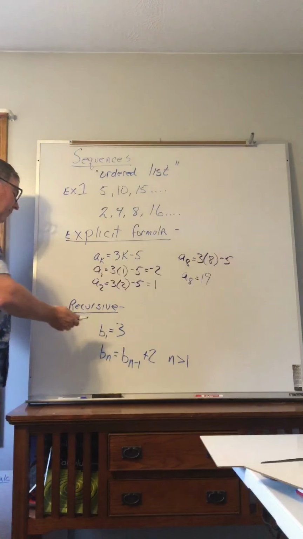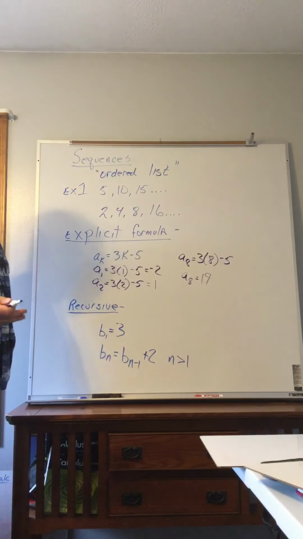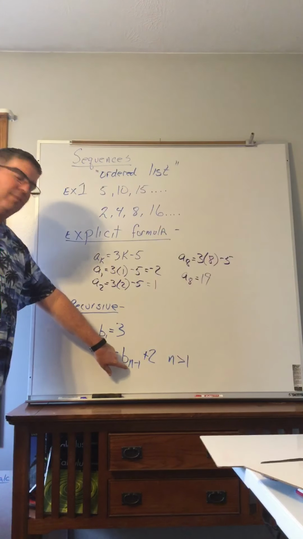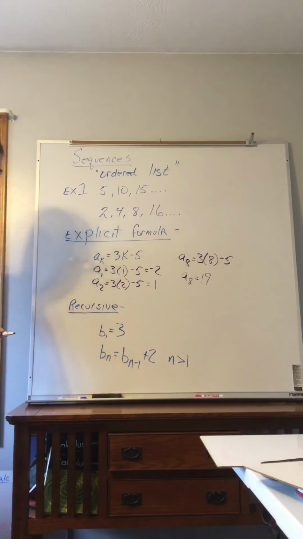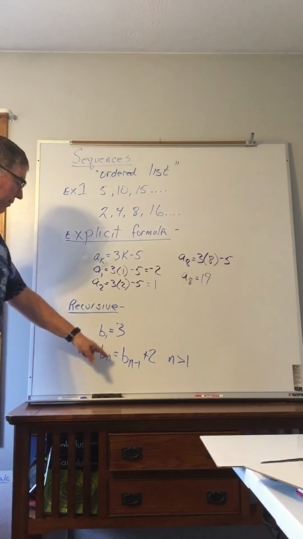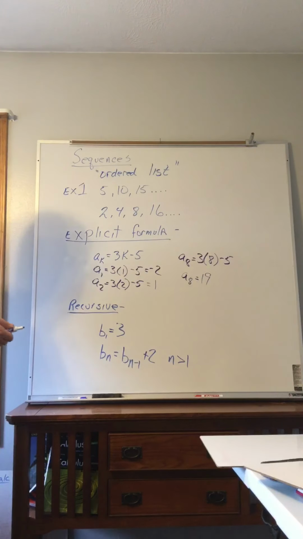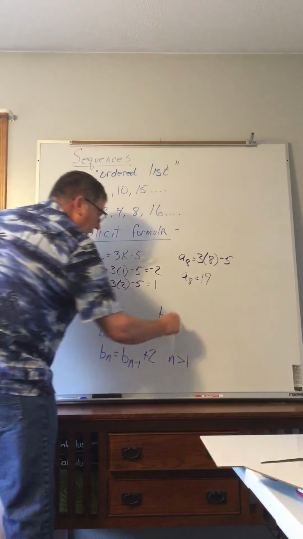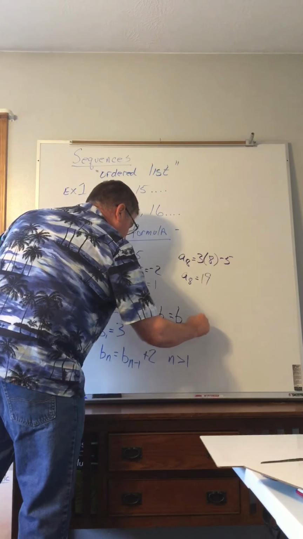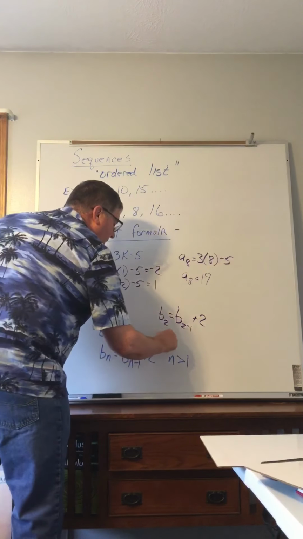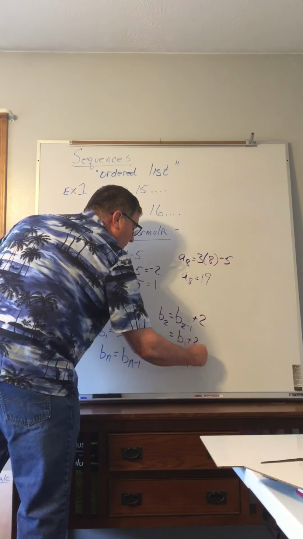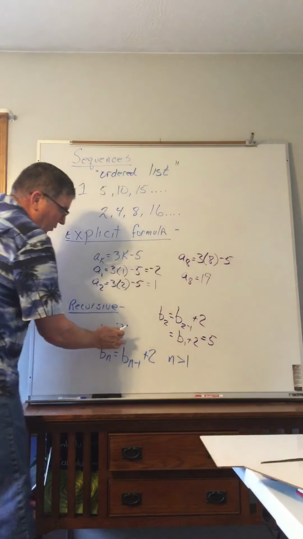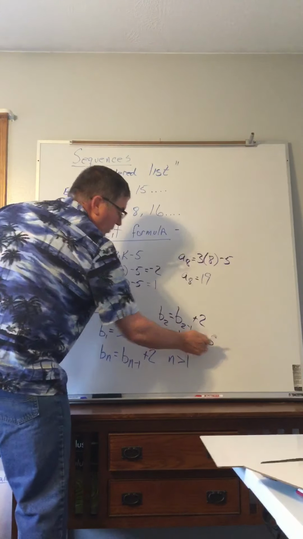Now, that's totally different than recursively defined formulas or sequences. They give you the first number and then everything is based on the numbers before that. The number in this case is exactly the one before. So the first term is 3. The second term here is b sub n minus 1 plus 2. So the second term is going to be the first term plus 2. So it would be 5. 3 plus 2 is 5.